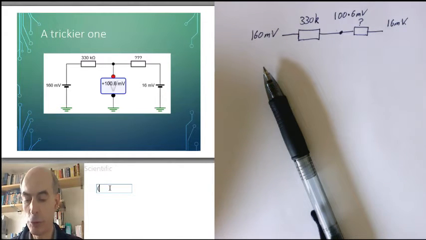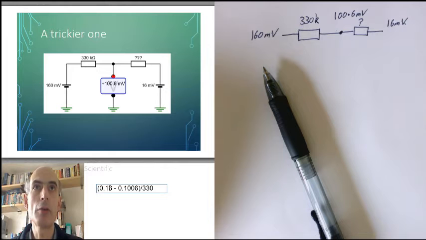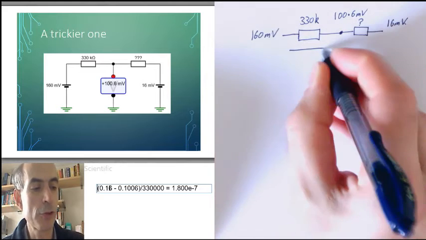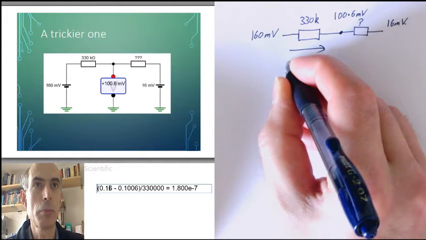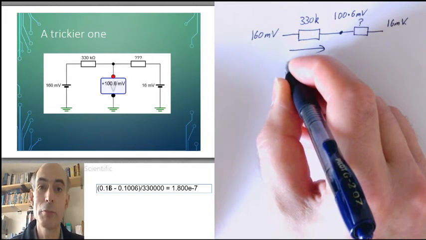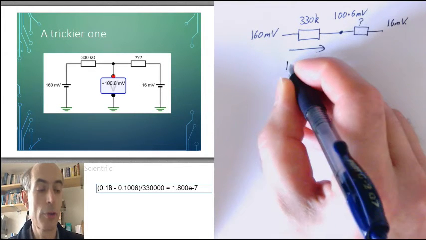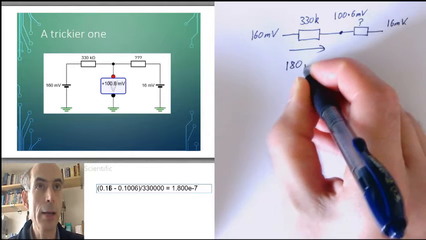160 millivolts, or 0.16, minus 0.1006, 100.6 millivolts. We know the value of the resistance, 330K, so we can work out the current flowing through this resistor here. That's just 1.8 times 10 to the power of minus 7, which is 180 nanoamps.